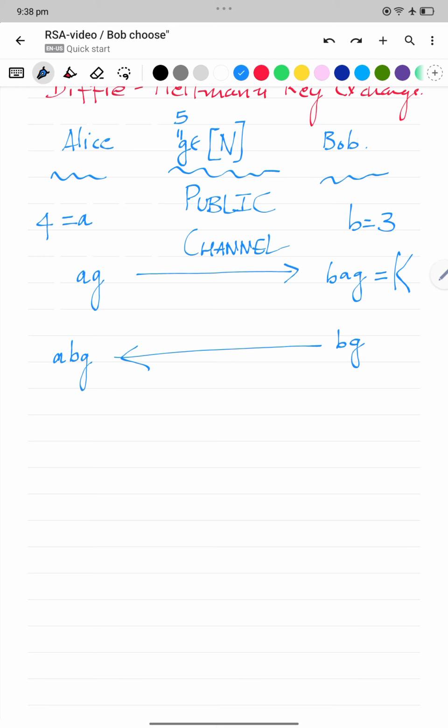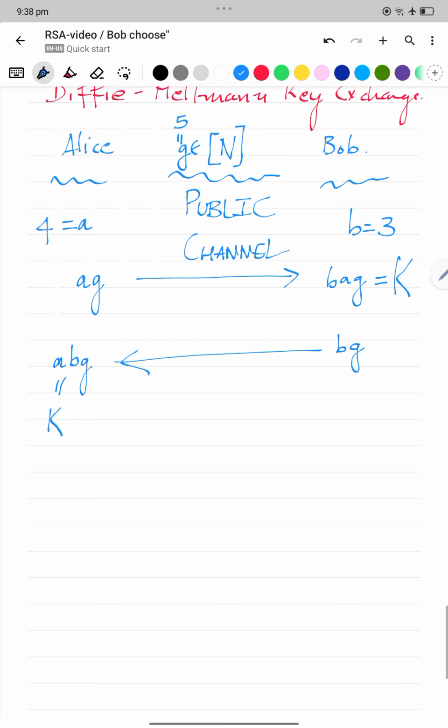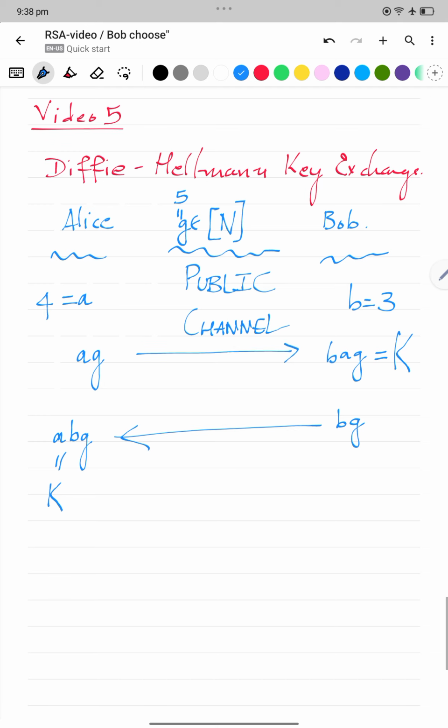But even though that never happened, Bob and Alice have the same number, you see. So this is the key that we are going to use in order to encrypt and decrypt the message. That's the whole idea of Diffie Hellman key exchange.